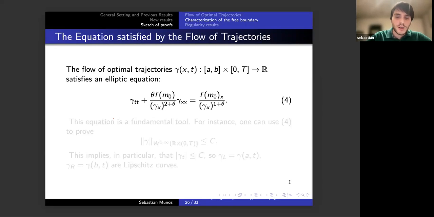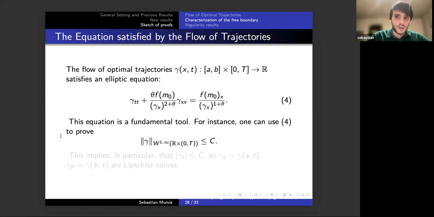One of the key observations that we can make is that this flow satisfies an equation of its own. Okay, so it satisfies an elliptic equation, which I'm writing here. I mean, there's not much to say. It's an elliptic equation, and this equation is a fundamental tool. Let me more or less explain why this equation is useful.